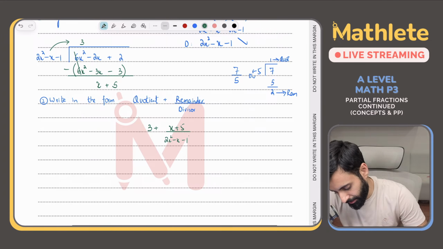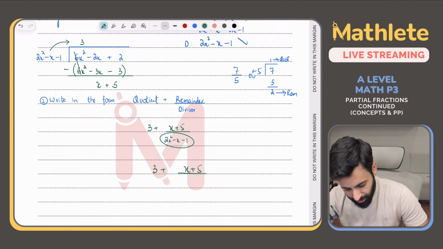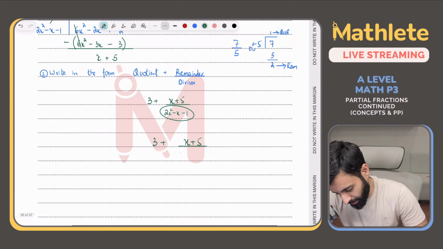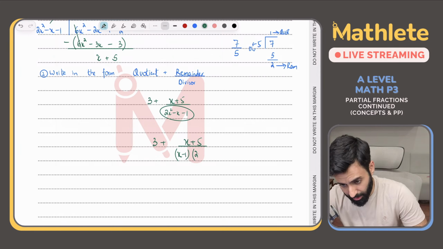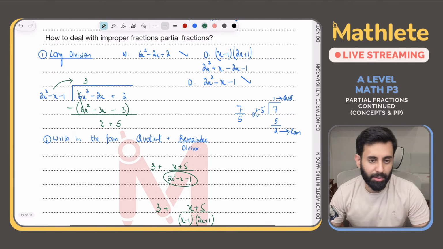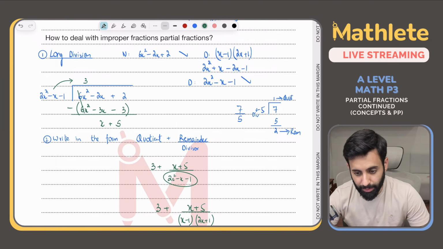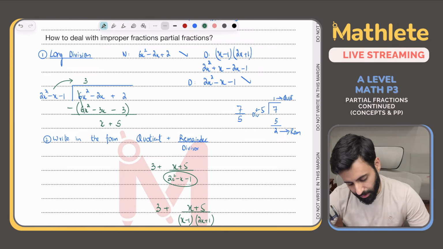We already know the factorized version of this, meaning this is a result of expanding the two brackets, x minus 1 and 2x plus 1. x minus 1 into 2x plus 1. Okay. What do we do next? Then comes step 3, which is apply the relevant partial fraction.